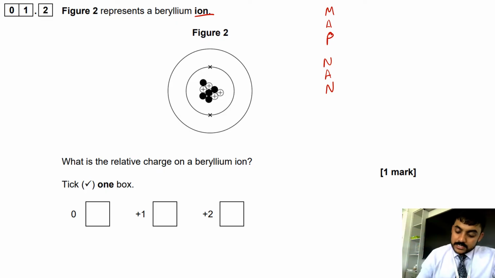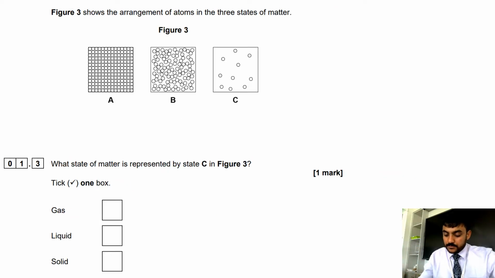Now, since it's a positive ion, we can discount the 0 because a beryllium ion will have a charge. Then what we look at is which group beryllium is in. Beryllium is in group 2, so therefore it forms a plus 2 ion because it loses the 2 electrons that it had in its outer shell.